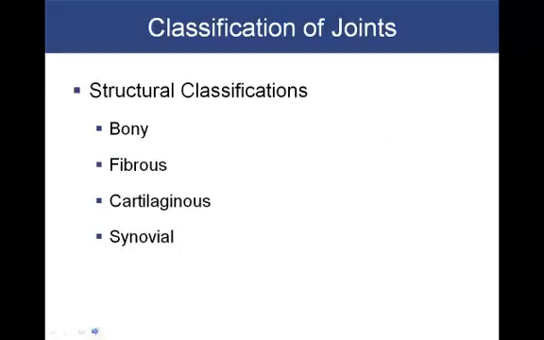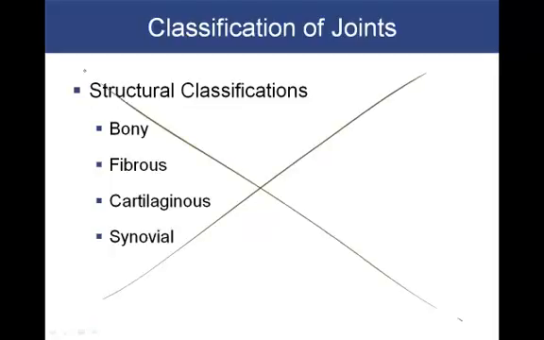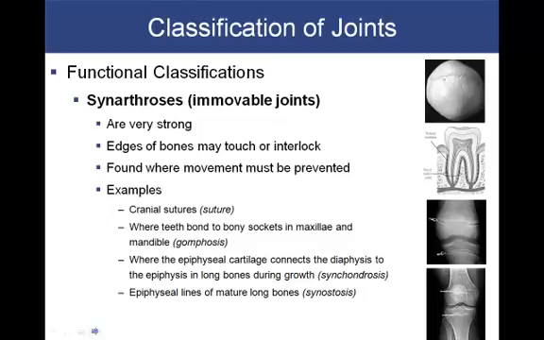All right, this is how we structurally classify joints. They're bony, fibrous, cartilaginous, or synovial. Again, we're not going to focus on structural classification. We're going to look at functional. So I've introduced it, but don't focus on it. All right, the functional classifications, the synarthroses. Again, these are our immovable joints.